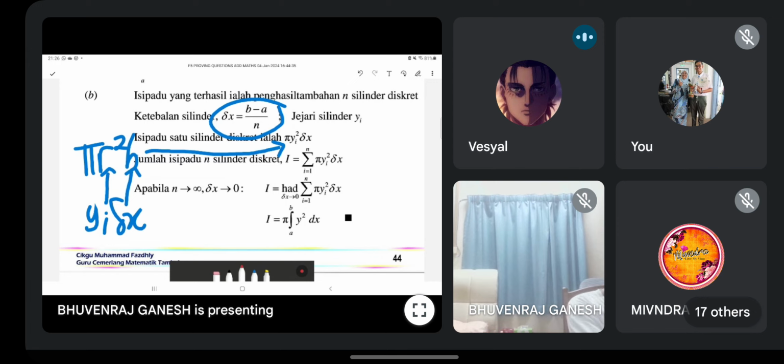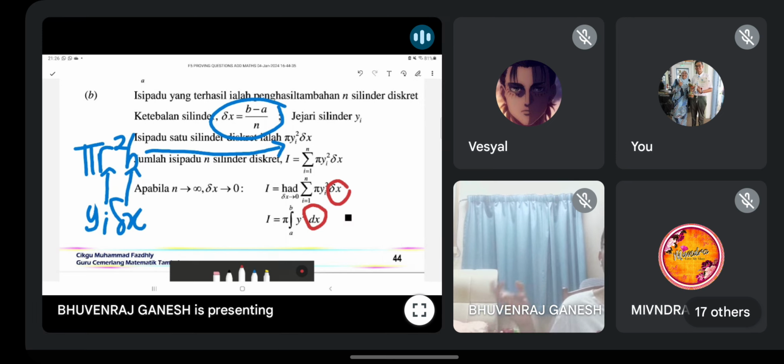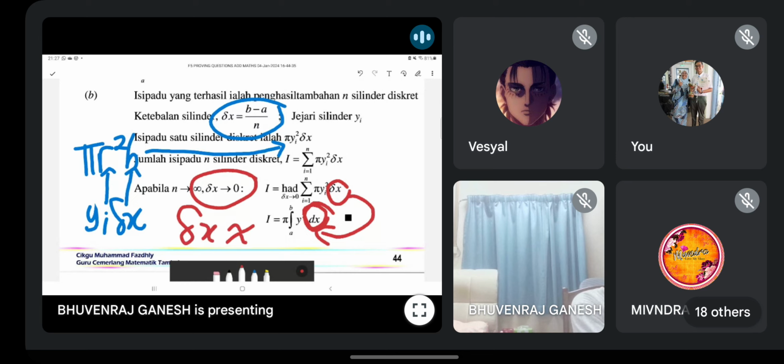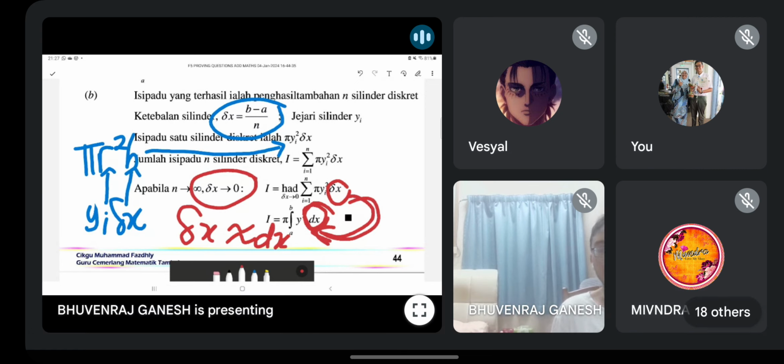Anything to add? No, correct. Basically, why we change delta x to dx is because delta x approaches 0, meaning there is no more small change. So that is why we can convert it directly to dx. Dx means no change already, even a small change we don't detect. The change is so small that you can assume delta x equals dx. That's why we don't give the symbol anymore, we directly convert to dx.